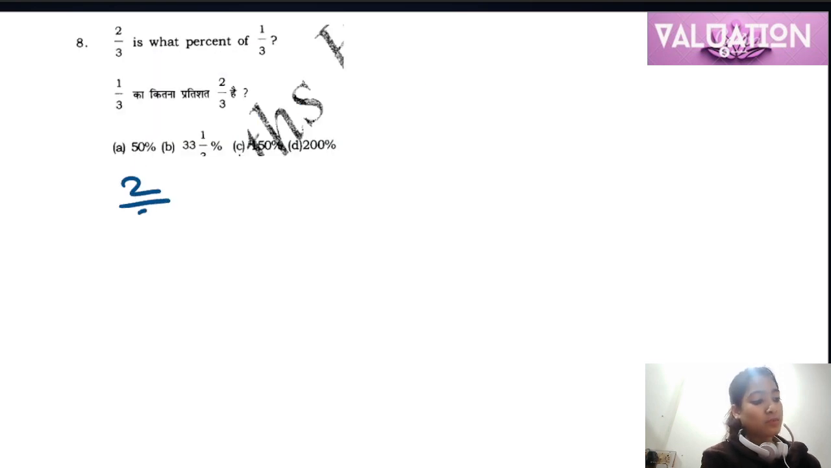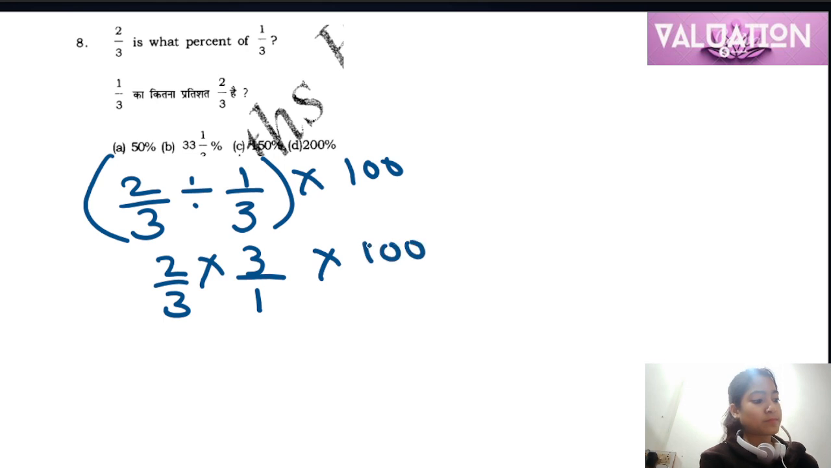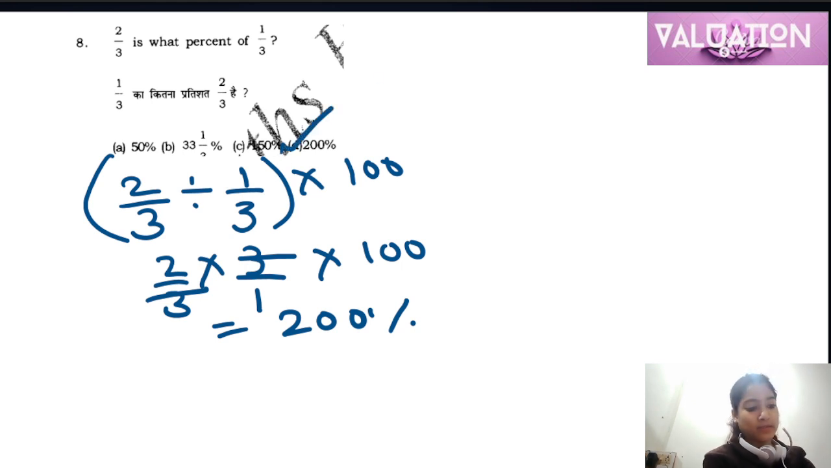2 divided by 3 is what percent of 1 divided by 3? So we can write it like this: 2 over 3 divided by 1 over 3 times 100. So here this 3 will cancel out and the answer will be 200%. So option D is the correct answer. Let's move to the next question.